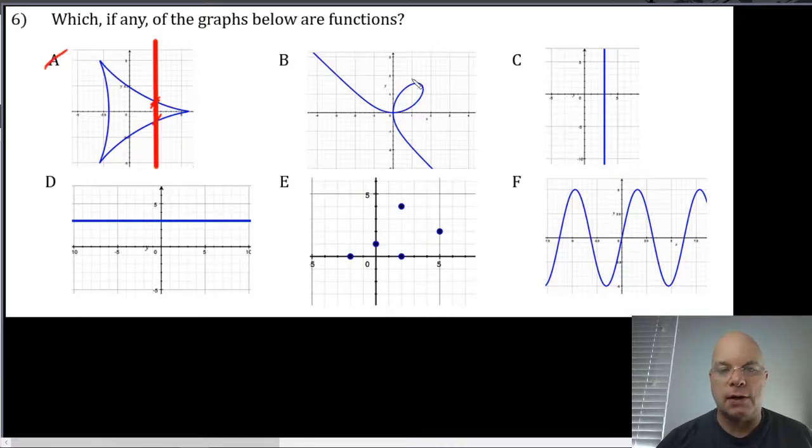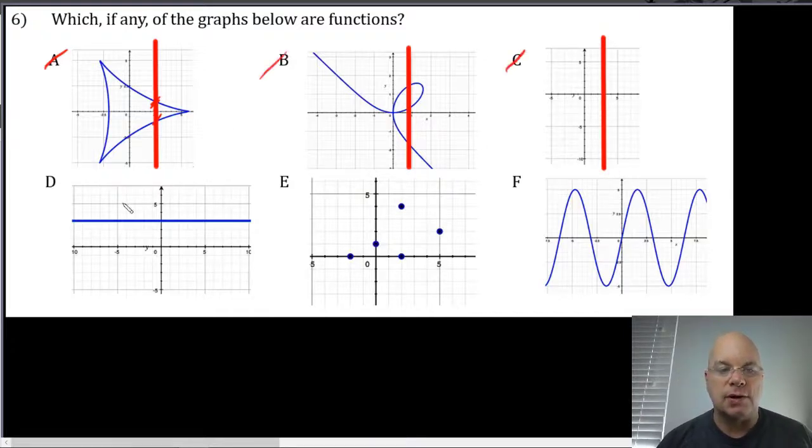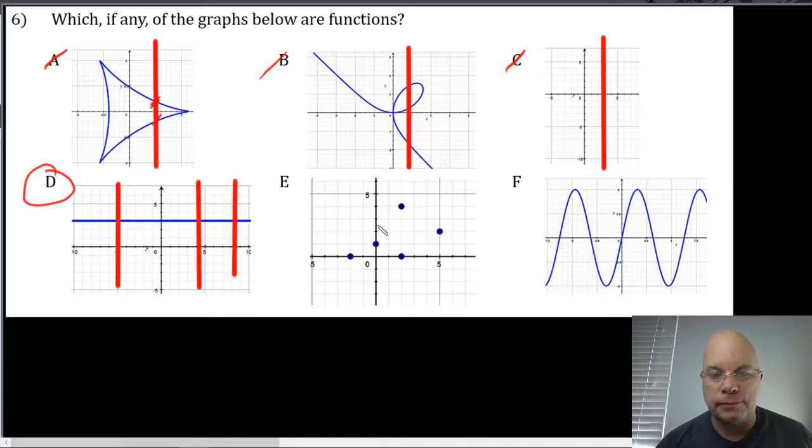So this one is not a function. This one is not a function. I can intersect three points on this graph. C is definitely not a function, because if I make my vertical line right there, I intersect an infinite number of points. So A, B, and C are not functions. D is a function. Any point that I make my vertical line, I only intersect one point on this graph. So D is a function. E looks like a function until you get here. You see that it's going to intersect 2 points, so E is not a function.